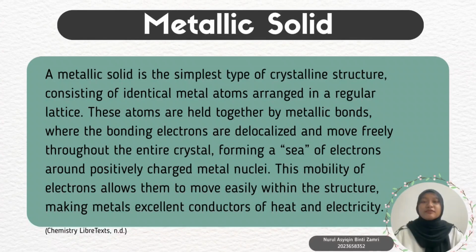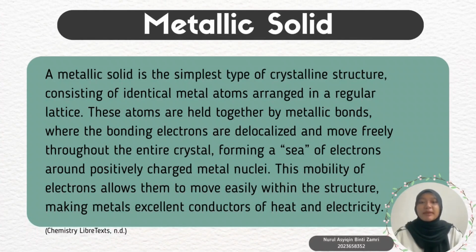Let's continue with the first type of crystalline solid, which is metallic solid. A metallic solid is the simplest type of crystalline structure consisting of identical metal atoms arranged in a regular lattice. These atoms are held together by metallic bonds where the bonding electrons are delocalized and move freely throughout the entire crystal, forming a sea of electrons around positively charged metal nuclei. This mobility of electrons allows them to move easily within the structure, making metal an excellent conductor of heat and electricity.